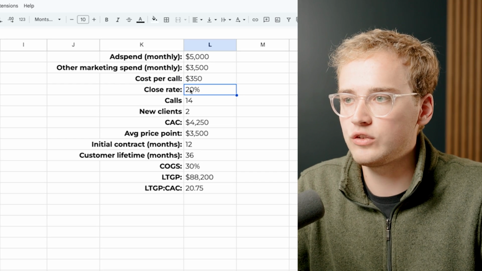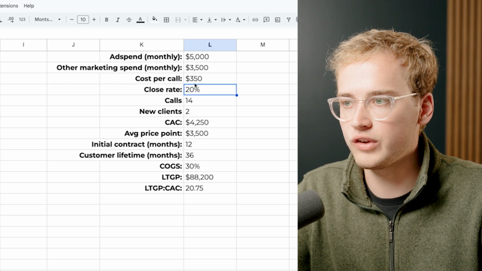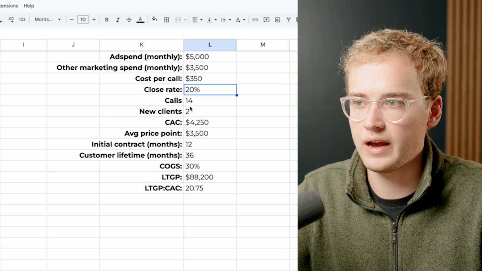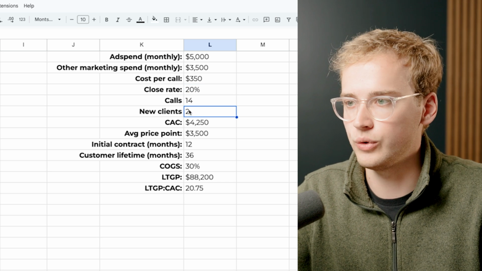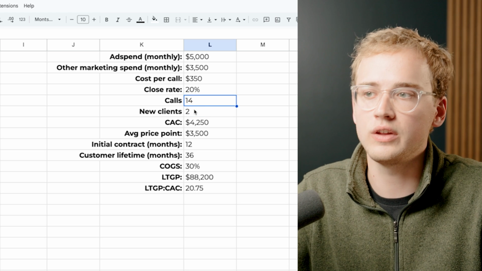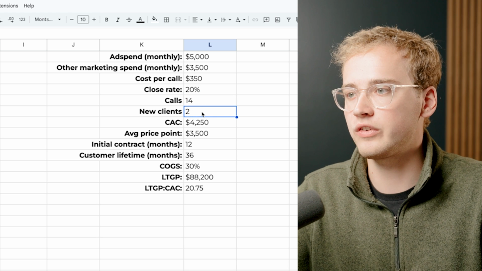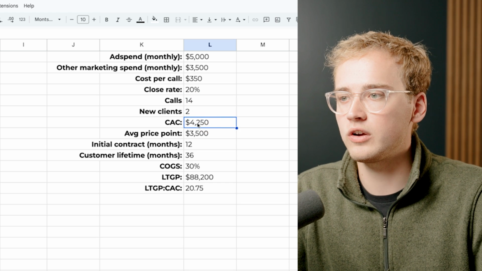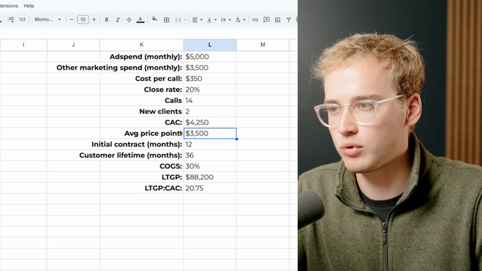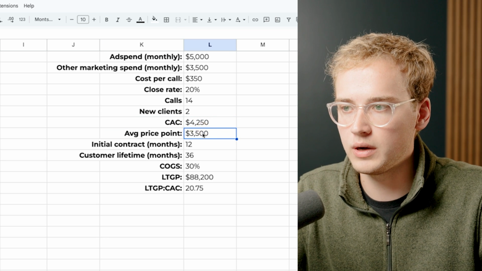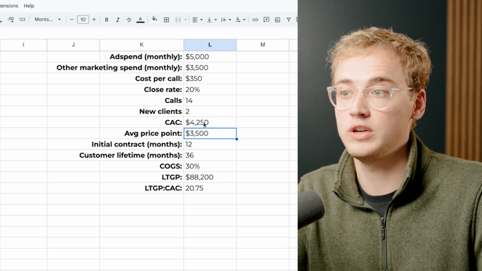Now, with still a 20% close rate, in other words, closing 1 out of every 5 sales calls we have, that means we're going to get 14 calls in a month, and we're going to, on average, close 2. I'm just rounding down here. Technically, this would be almost 3, but we're just going to say 2. So now that puts our cost to acquire a customer at about $4,250. And our price point, of course, is $3,500 a month. So that means we're losing about $750 month 1.